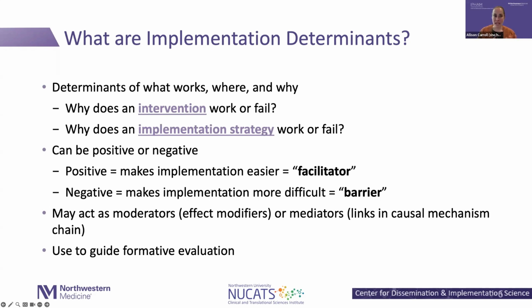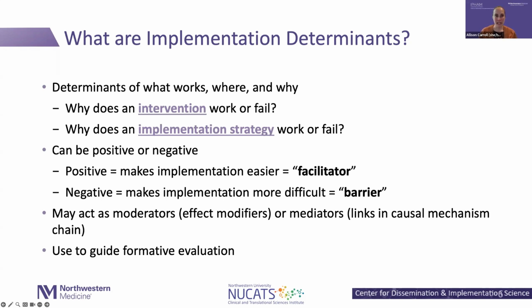Our determinants can either be on the positive or the negative side. When it's positive, it's something that makes implementation easier, and we call that a facilitator. If it's negative, that is something that makes implementation more difficult, and those are our barriers. So determinants, barriers, and facilitators are equivalent here.